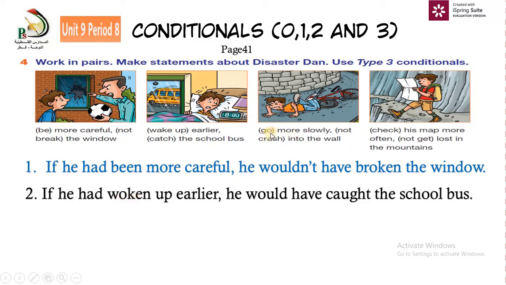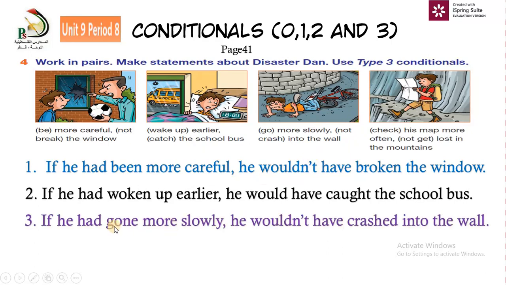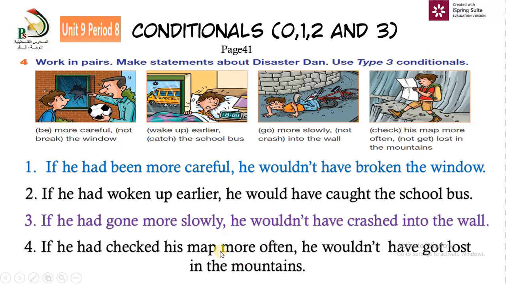Number 3, go more slowly, not crash into the wall. If he had gone more slowly, he wouldn't have crashed into the wall. So he is silly. Number 4, if he had checked his map more often, he wouldn't have got lost in the mountains. By the way, often is not wrong. It is also acceptable in English, and oftentimes also. He wouldn't have got lost in the mountains.